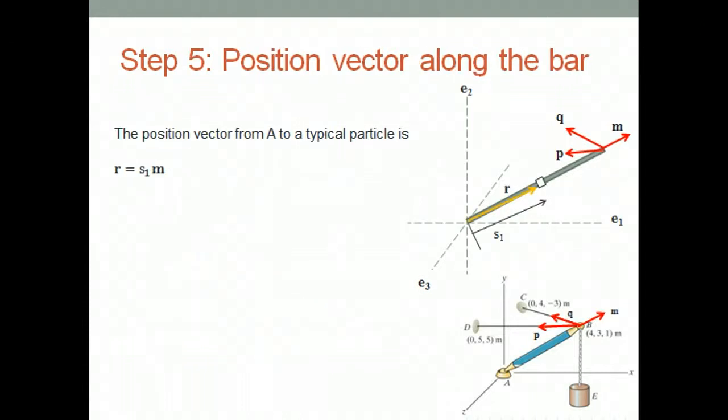Our final step is to find the position vector. Position vectors are used when calculating the moments caused by a force using the R cross F formula. Our goal is to define a general R vector. To create this position vector, we need a magnitude and direction.